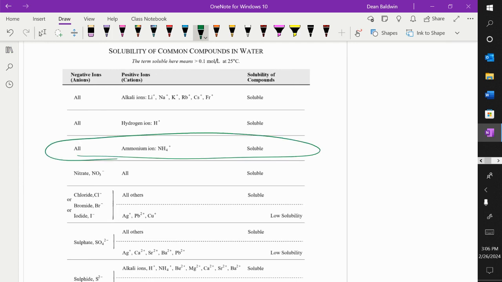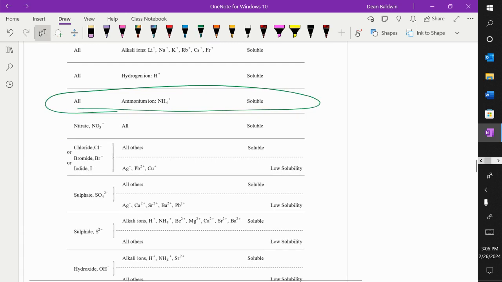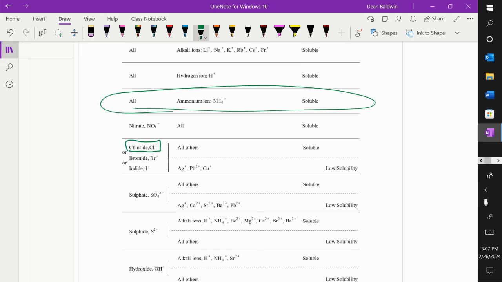Is there anything that will precipitate ammonium? No. So you have to ignore that. Okay? So then you look at the chlorine. Chlorine is right here. What precipitates chlorine? Silver, lead, and copper. Okay? So if you add any of those, you will form a precipitate.